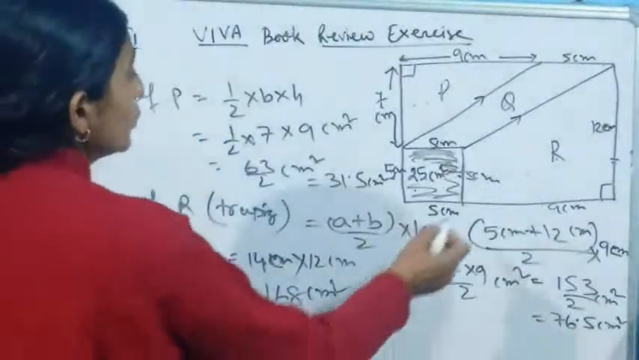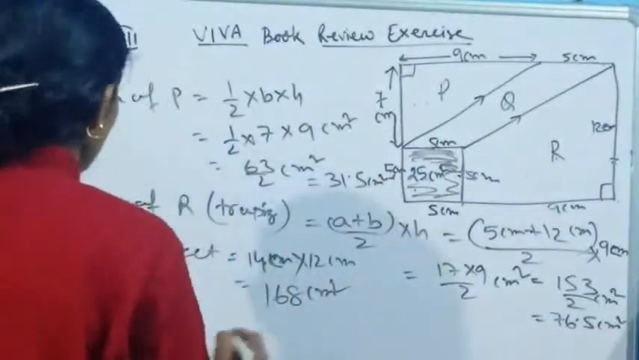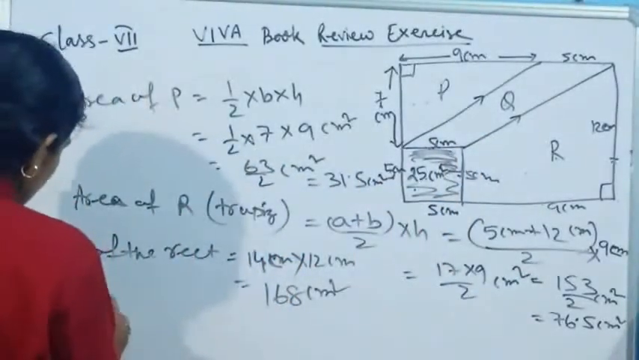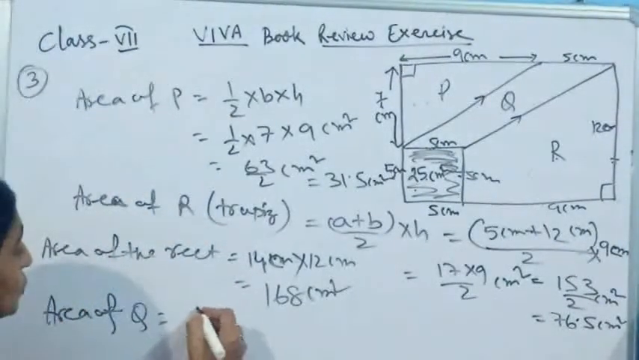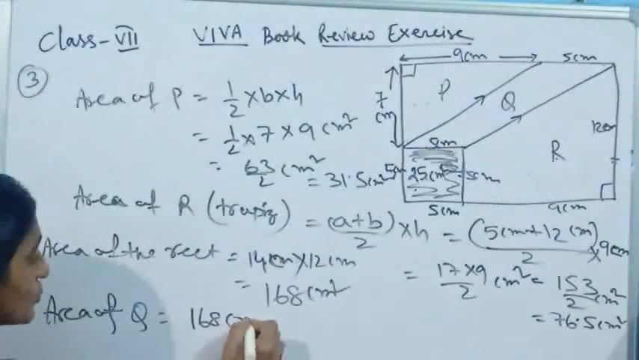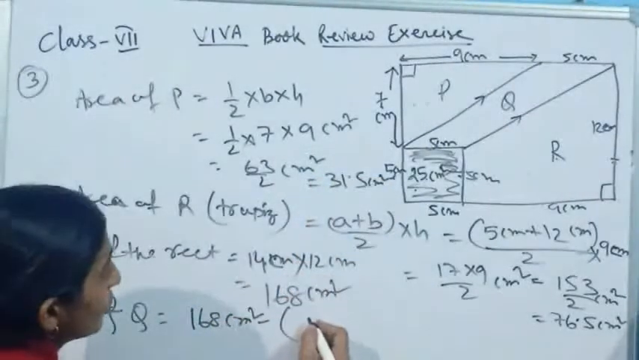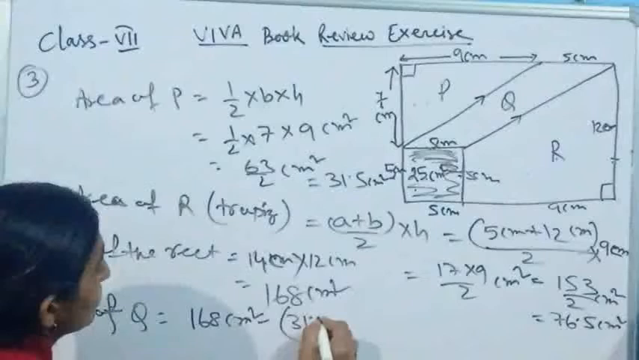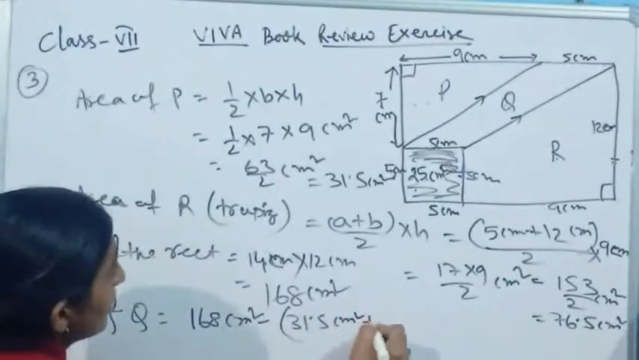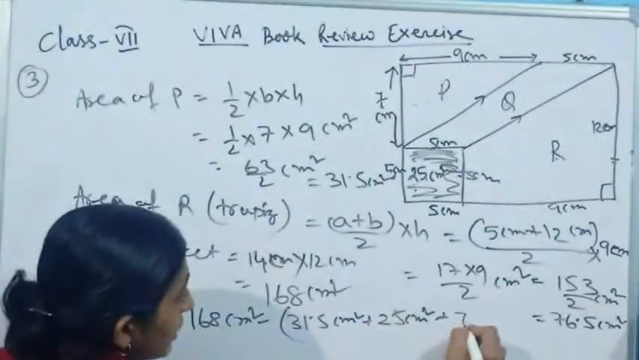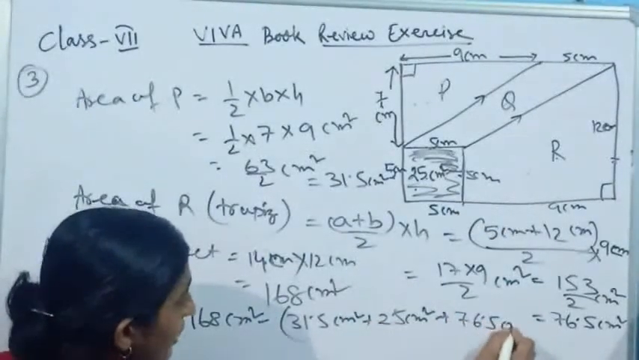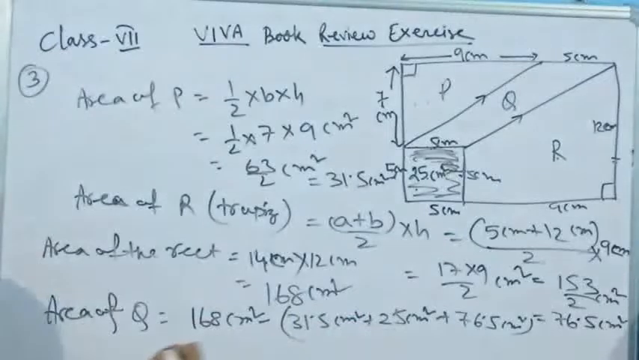So from that I am going to find out this one. So what I will do, area of Q equal to, what I will do, the whole area 168 centimeter square minus, I am going to add all of them. P was how much? 31.5 centimeter square, plus this one is 25 centimeter square, plus the trapezium I have got, that is equal to 76.5 centimeter square. Let's find out the total, then I will go for the subtraction of this one. So how much it is coming?